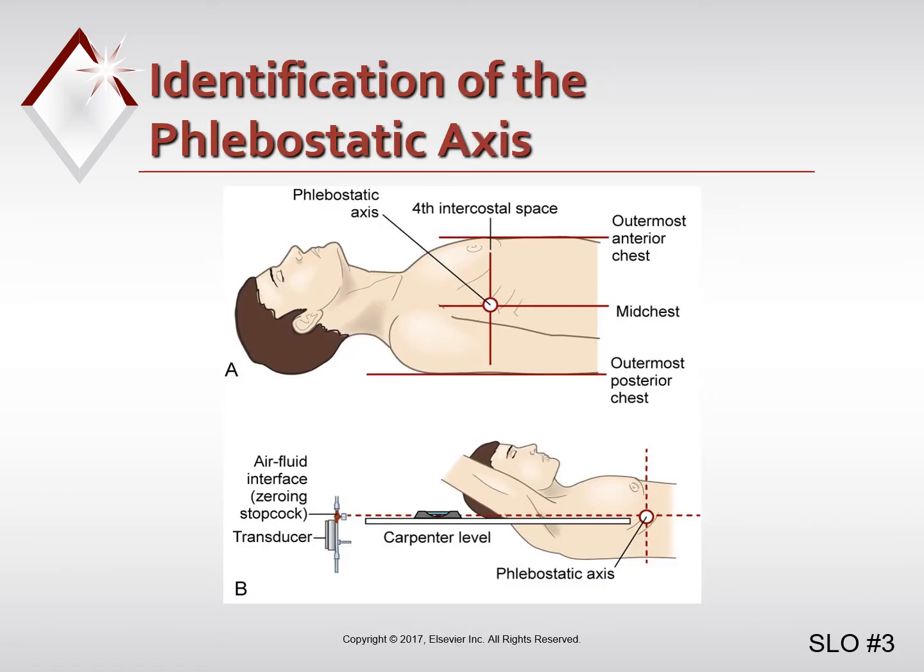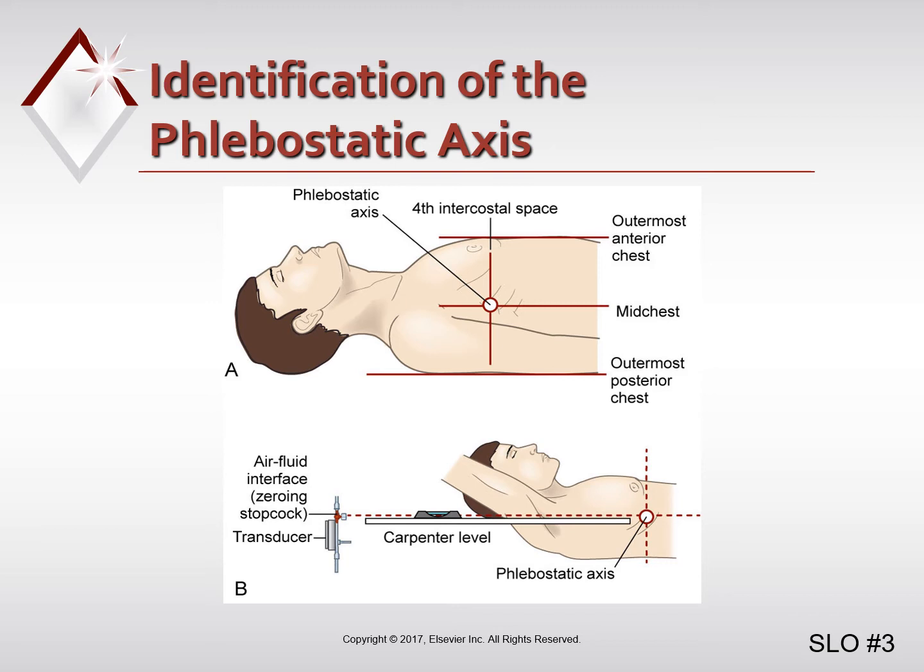So where we want to place that transducer on the pressure monitoring system, oftentimes you'll see it taped on the side rail. This is only helpful initially, but as we're boosting and moving patients around, sometimes that does have to be repositioned. So we look for the phlebostatic axis, the fourth intercostal space, mid-chest. The phlebostatic axis is the name of the point that we're actually looking for. So we want to get the transducer as close to that point as possible.